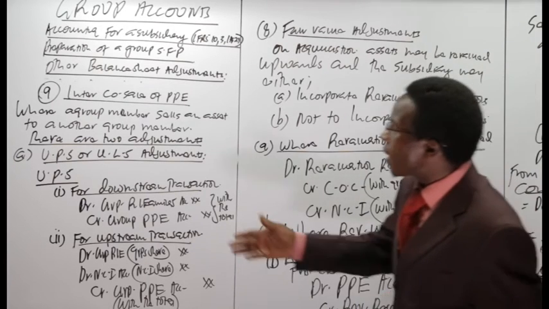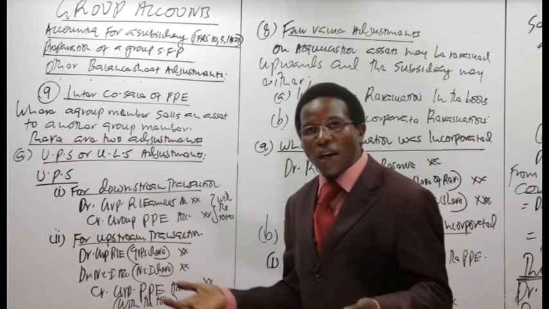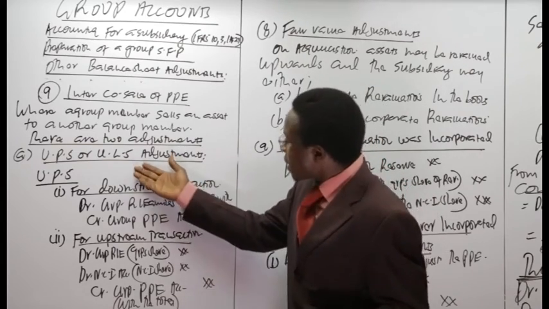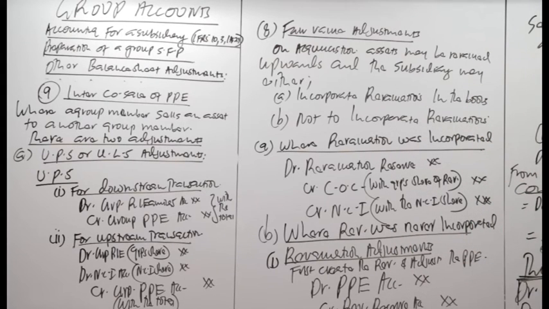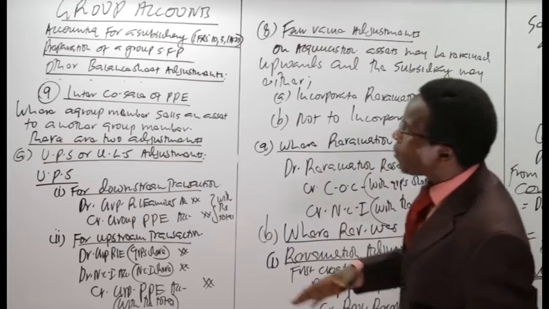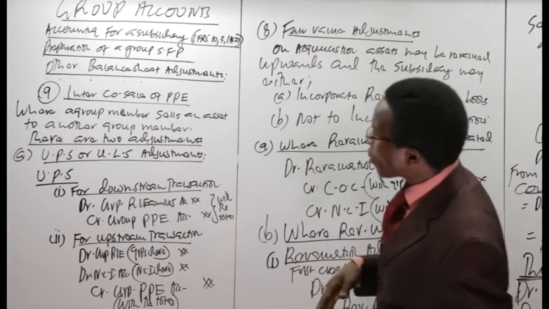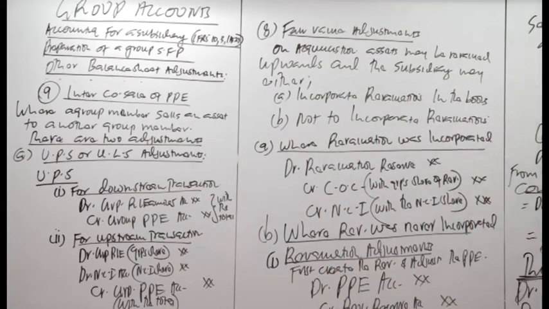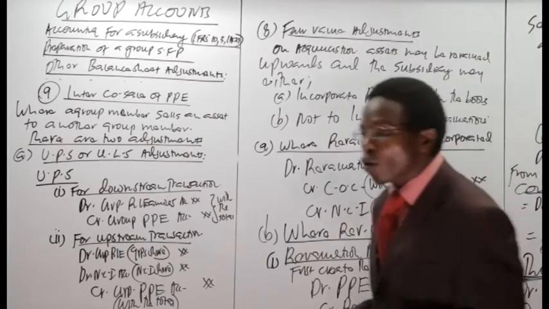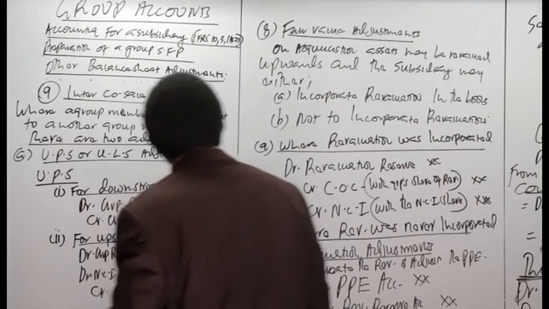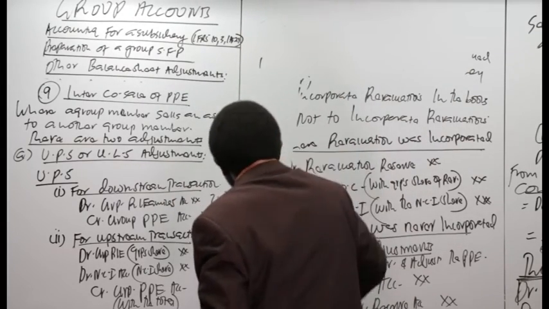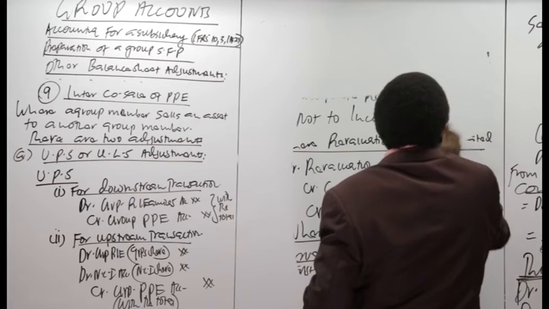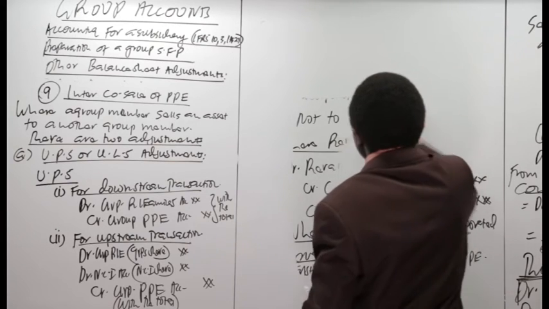Now, when it comes to unrealized losses, friends, definitely it is the opposite. If it's unrealized losses, you need to remember that you do the opposite. Then from there, apart from unrealized profits or unrealized losses, we have depreciation undercharge or depreciation overcharge.